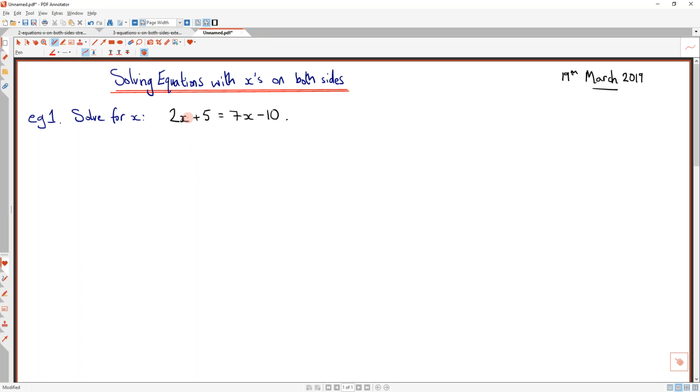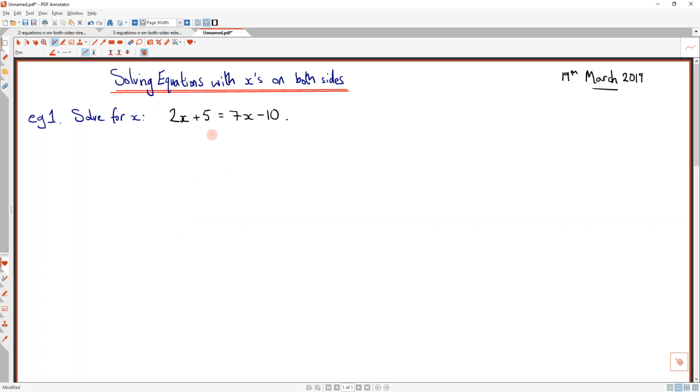So 2x plus 5 equals 7x minus 10. What is our aim in this question? What is our answer going to look like? Yep, our aim is to find out what x is. So our answer is going to look like x equals something.